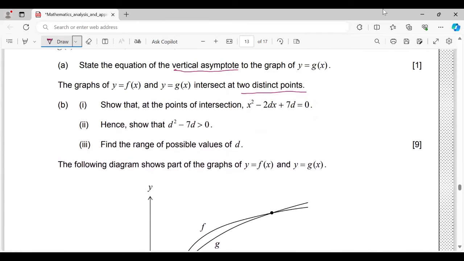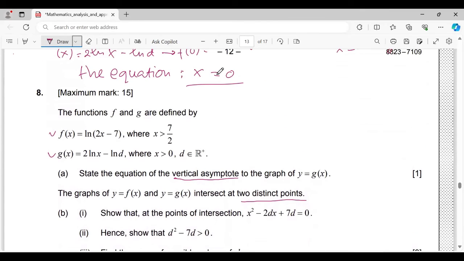Now this one, I'm going to use in this space. So x squared minus 2dx plus 7d equals 0. So it means a equals 1, b equals minus 2d, and c equals 7d.